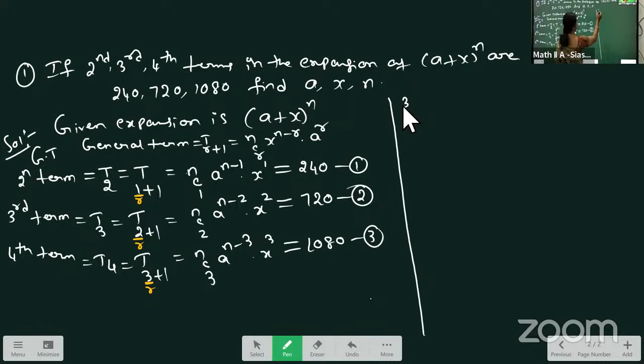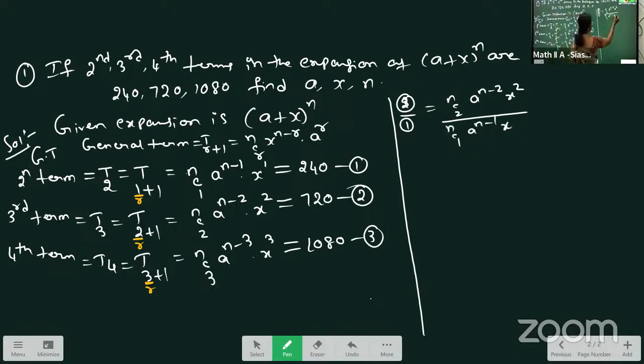Take equation 2 divided by equation 1. Equation 2 divided by equation 1. What is equation 2? nC2 a to the power n minus 2 into x to the power 2, by equation 1, which is nC1 a to the power n minus 1 into x to the power 1, is equal to 720 by 240. 720 by 240.